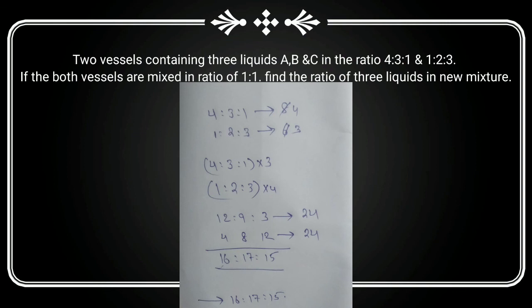Now 12 plus 9 plus 3 equals 24 and 4 plus 8 plus 12 equals 24. Now the parts are equal, so directly add the ratios. Now 12 plus 4 equals 16, 9 plus 8 equals 17 and 3 plus 12 equals 15. Now the ratio of 3 liquids in the new mixture is 16:17:15.